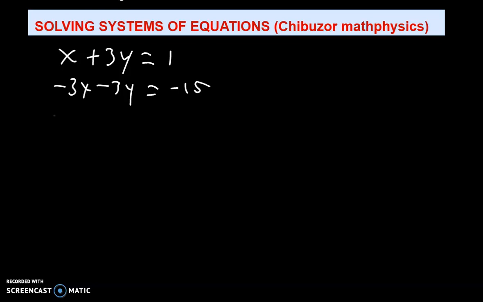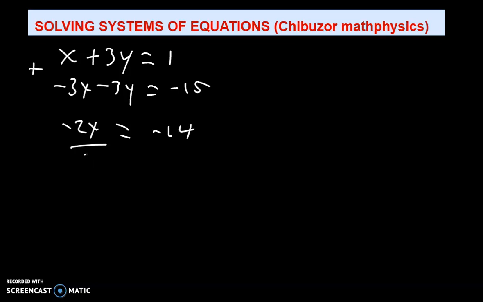If we go by elimination, we can actually add these two. To do this, it will be positive 1 plus negative 3, which gives us negative 2x equals 0 plus negative 14. So that is negative 14.